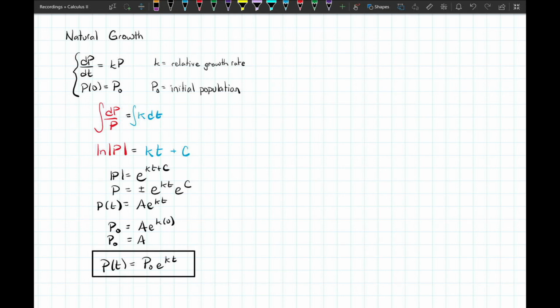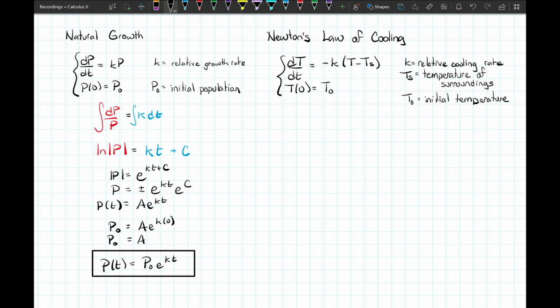Now, let's take a look at Newton's law of cooling. It's actually very, very similar because of that same sort of idea of having a rate of change be proportional to a current value. With Newton's law of cooling, we have the rate of change of temperature is equal to negative k times T minus Ts. And capital T, temperature, is a function of time, but k is a constant, which is the relative cooling rate, and Ts is a constant, which is the temperature of the surroundings, or temperature of the environment.